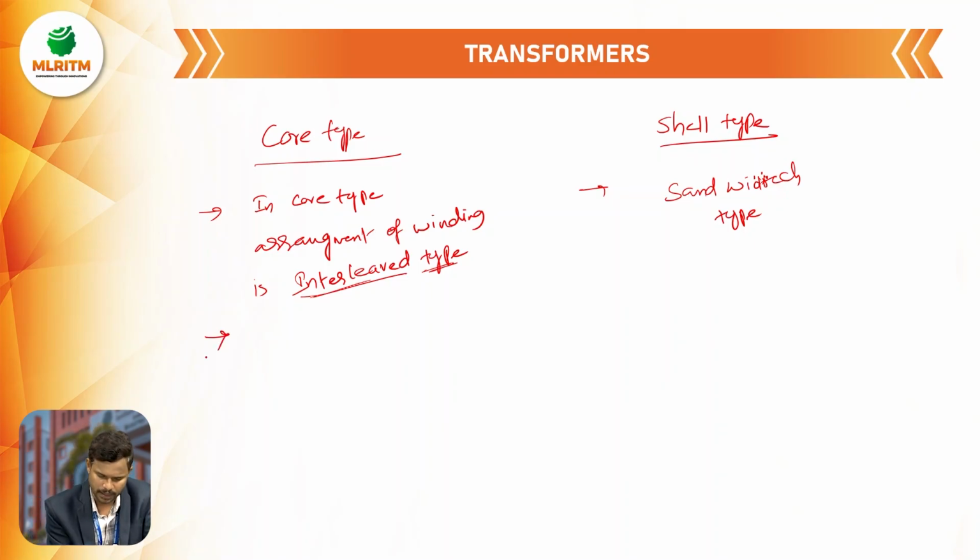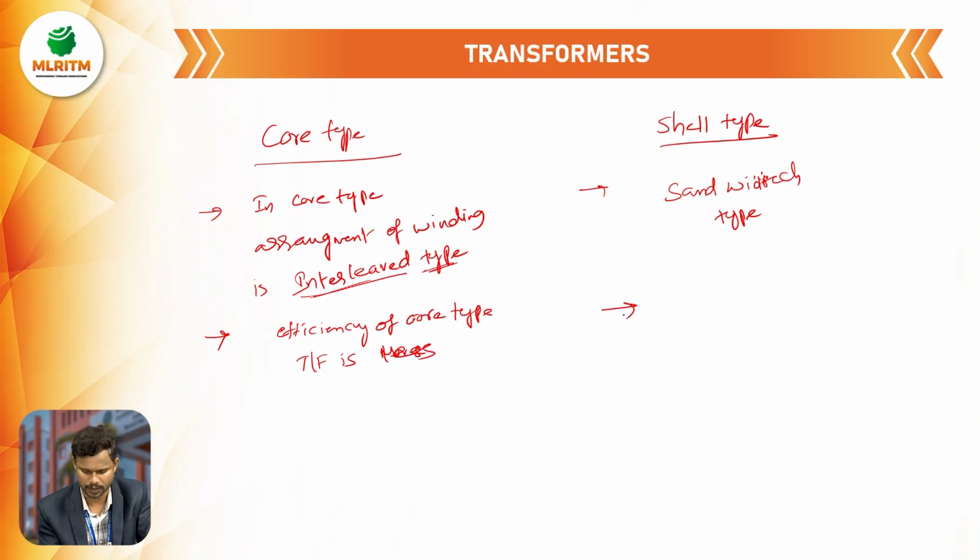The efficiency of a core type transformer is less compared to a shell type transformer. Efficiency is more in the case of a shell type transformer. So these are the differences between the core type and shell type transformer.